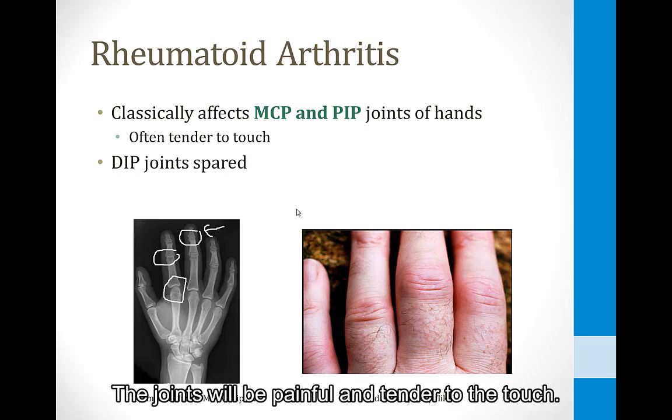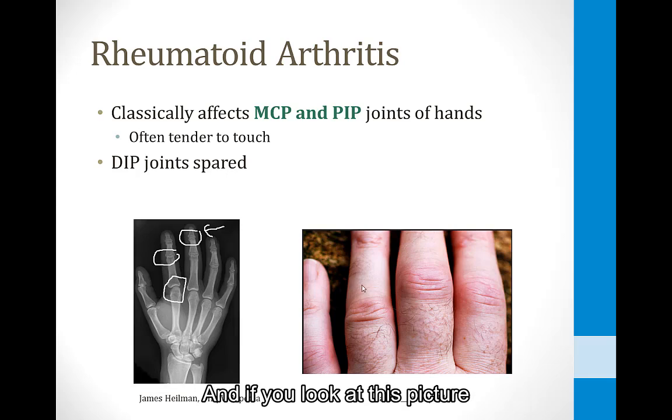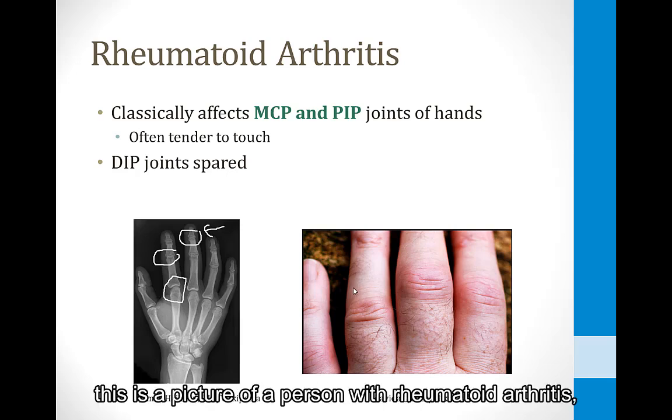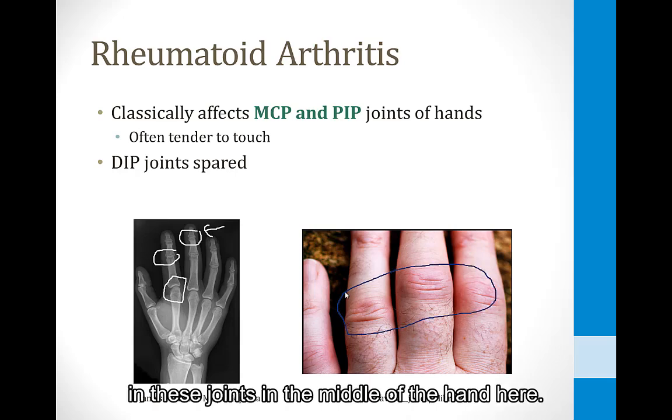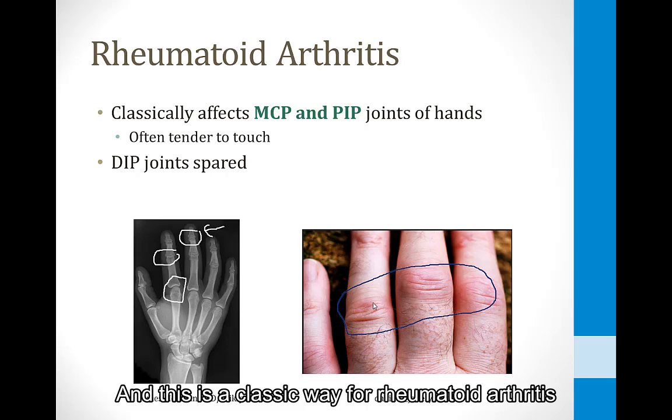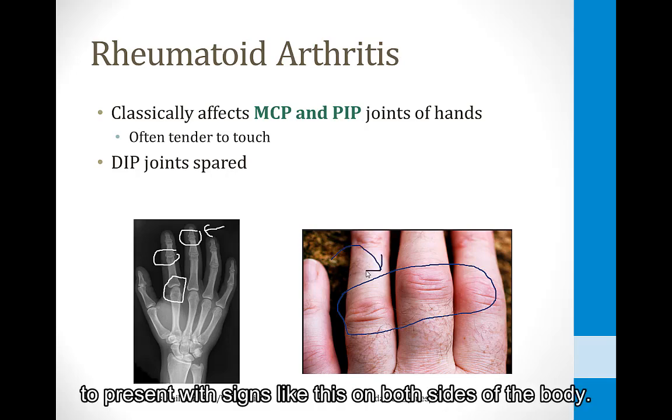The joints will be painful and tender to the touch, and if you look at this picture on the right side of the screen, this is a picture of a person with rheumatoid arthritis, and you can see there's redness in these joints in the middle of the hand here, and this is a classic way for rheumatoid arthritis to present, with signs like this on both sides of the body.